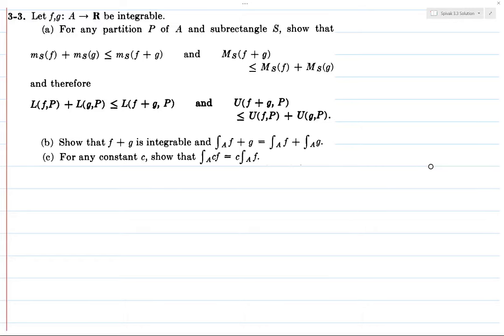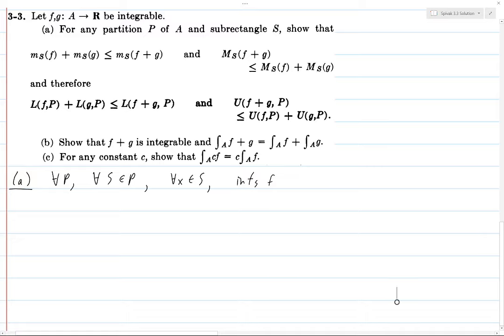Alright, so the first thing we want to do is prove these inequalities about lowercase and uppercase m, and then lower sums and upper sums. So, for any partition P, for any subrectangle S in P, for any x in this subrectangle, we have the infimum over all s of f.